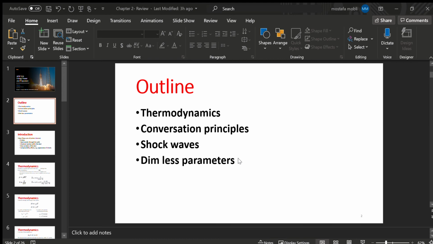Isentropic relations are of somewhat importance in propulsion course, but we'll get to that part later in the semester.